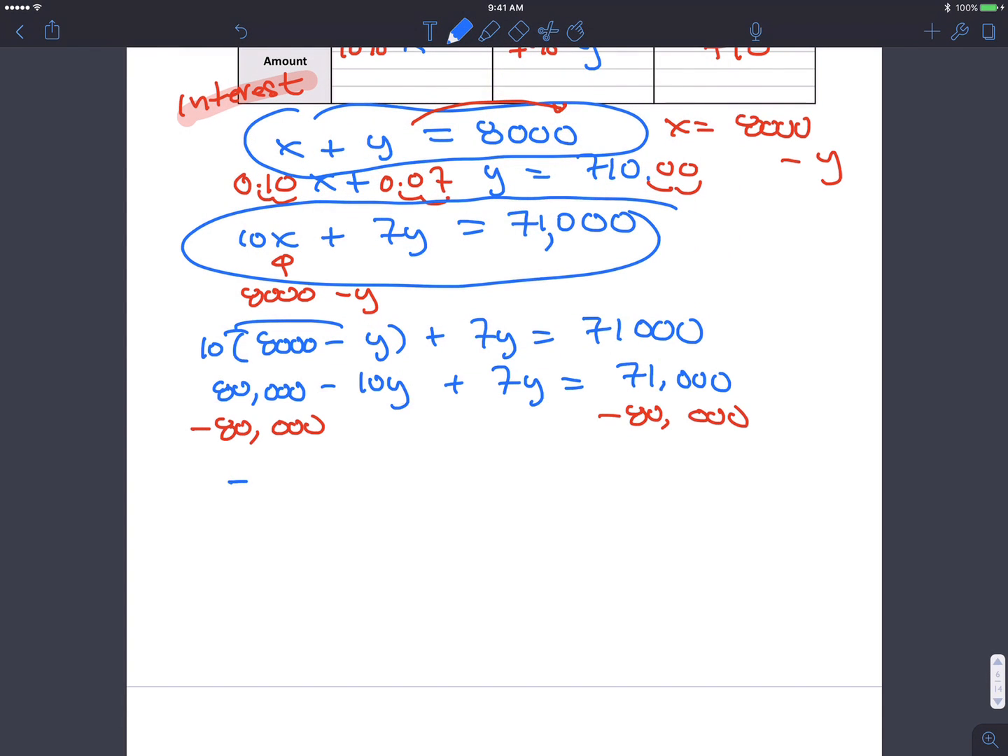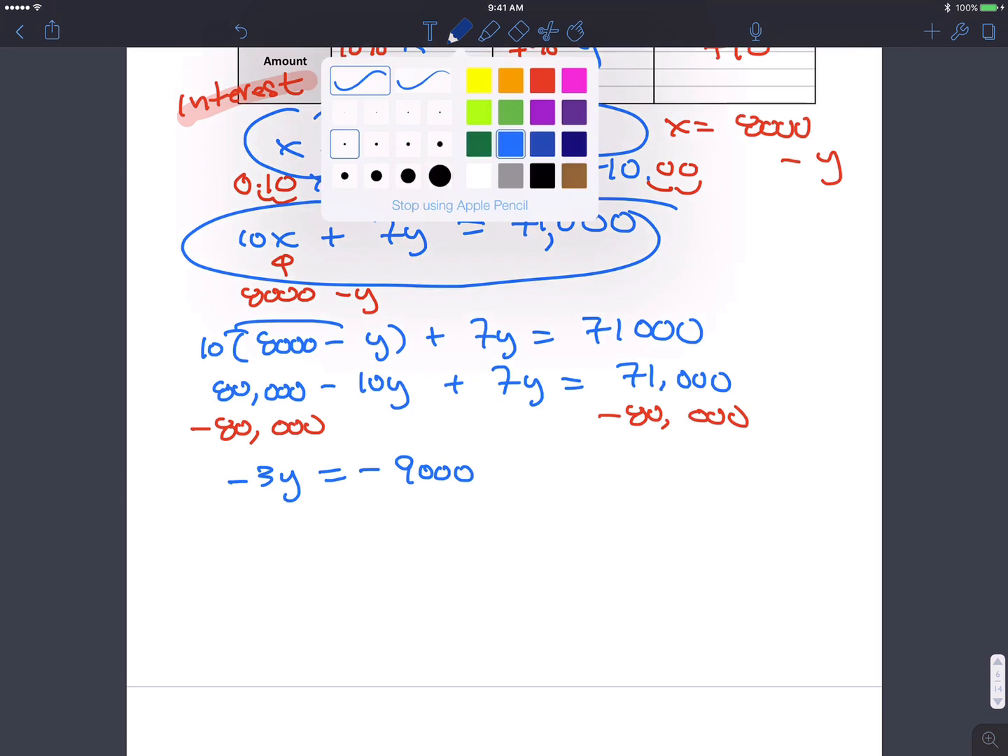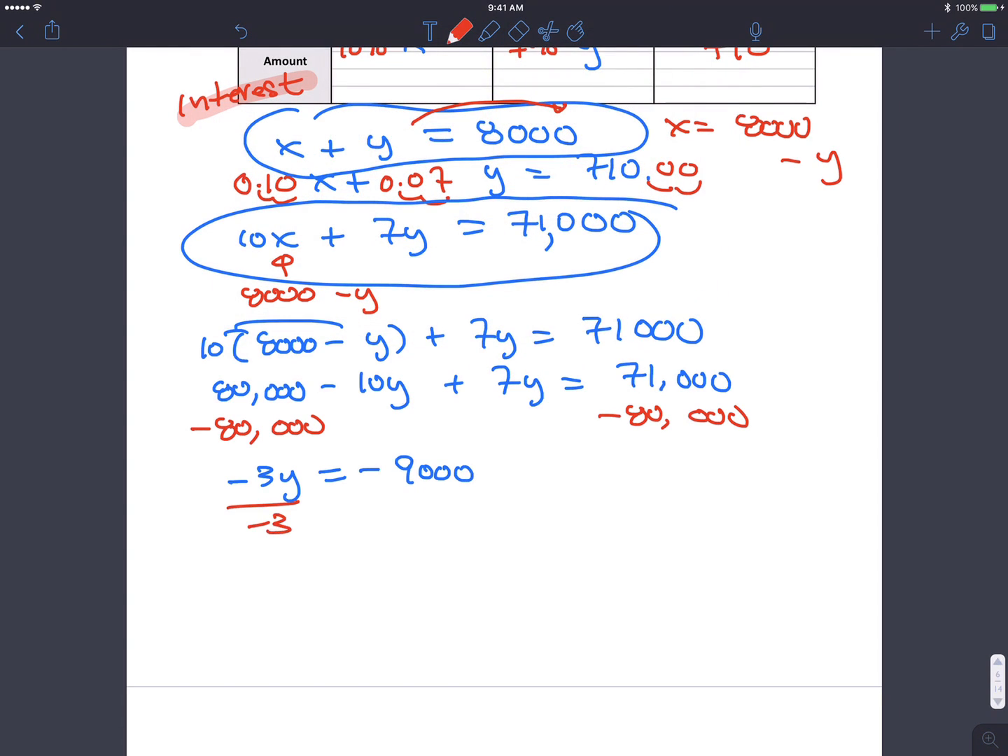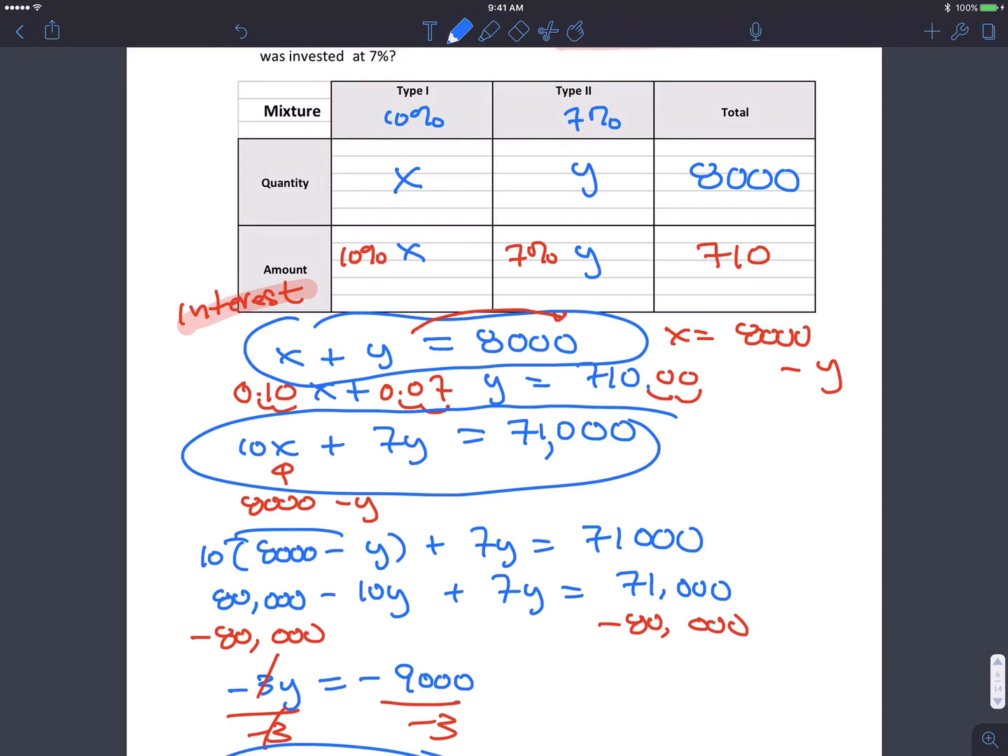We're going to actually simplify here too. So negative 10y plus 7y is going to be negative 3y, and then 71,000 minus 8,000 looks like it's going to be negative 9,000. So when I divide both sides here by negative 3, I end up with y equals 3,000. So we're going to end up investing $3,000 at 7%.